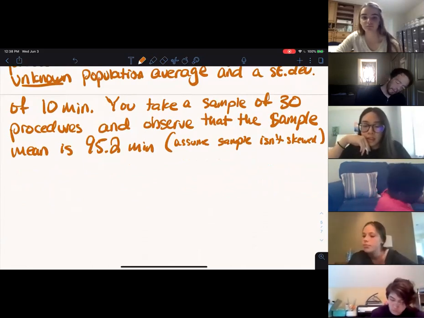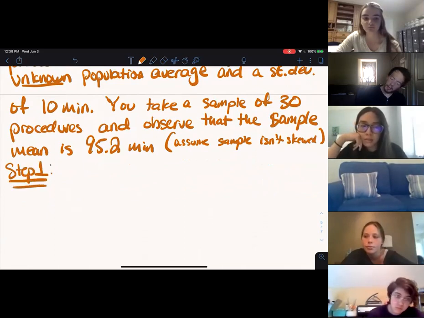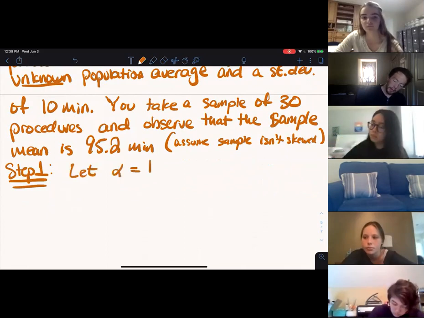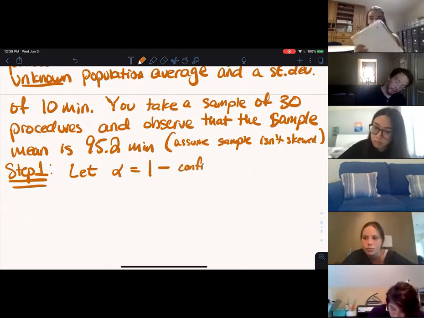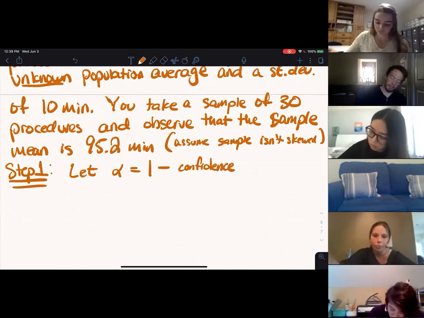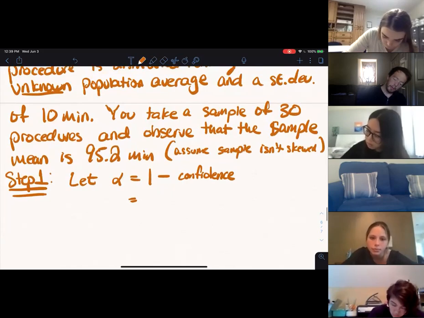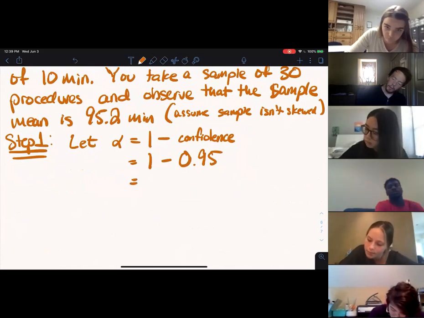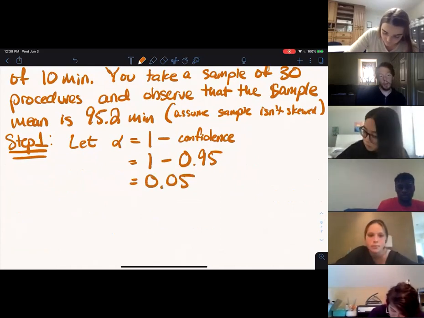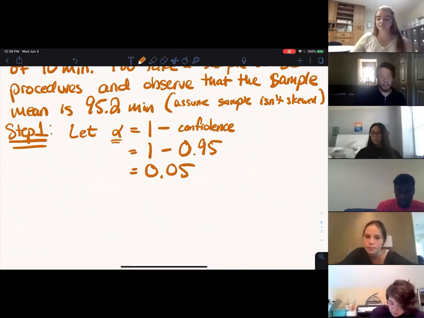So first step is you need to define this thing called alpha. You want to let alpha be equal to 1 minus your confidence level. So in this case, I want a 95% confidence interval, so the confidence is 0.95, which makes alpha 0.05. I'm going to talk a little bit more about alpha in a bit. For now, it is just a variable that we need to plug in a second.